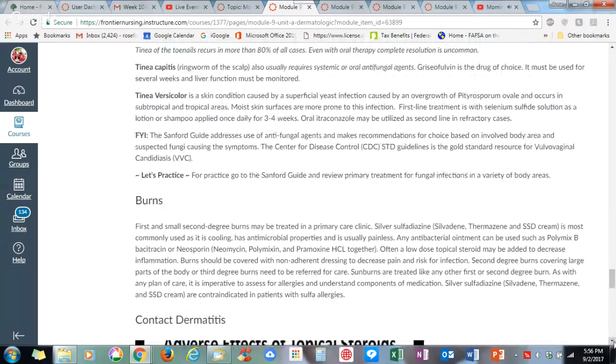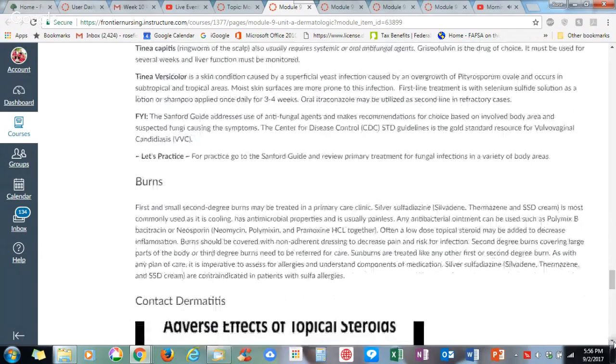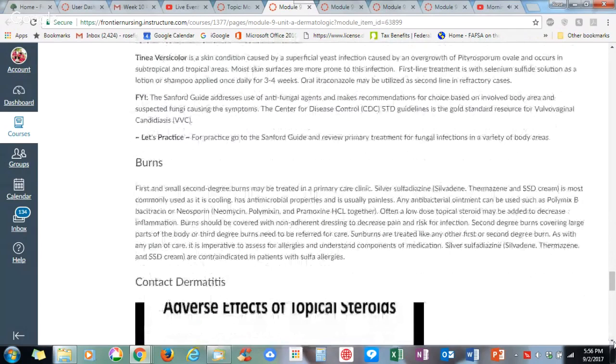Tinea versicolor is a skin condition caused by a superficial yeast infection caused by an overgrowth of Pityrosporum ovale and occurs in subtropical and tropical areas. Moist skin conditions are more prone to this infection. First-line treatment is with selenium sulfide solution as a lotion or shampoo applied once daily for 3 to 4 weeks. Oral itraconazole may be utilized as second-line in refractory cases.